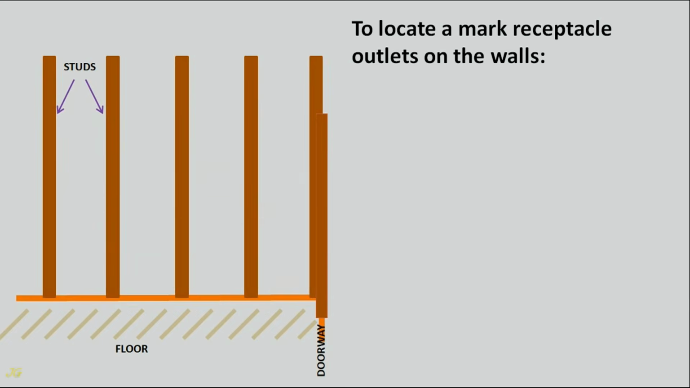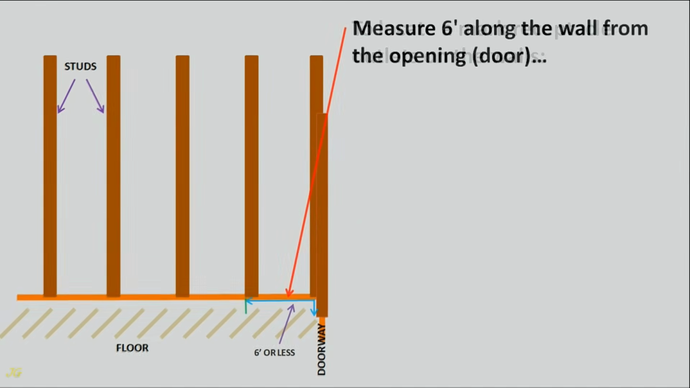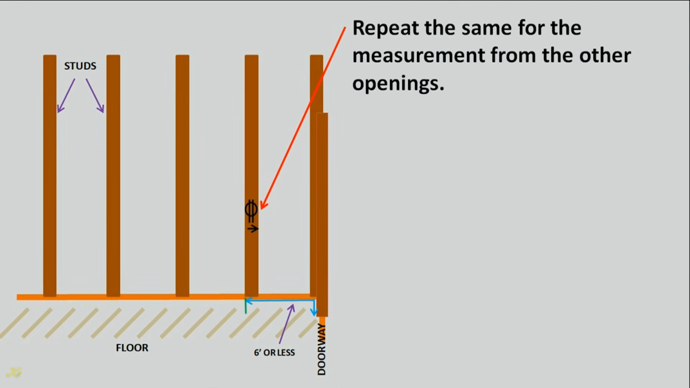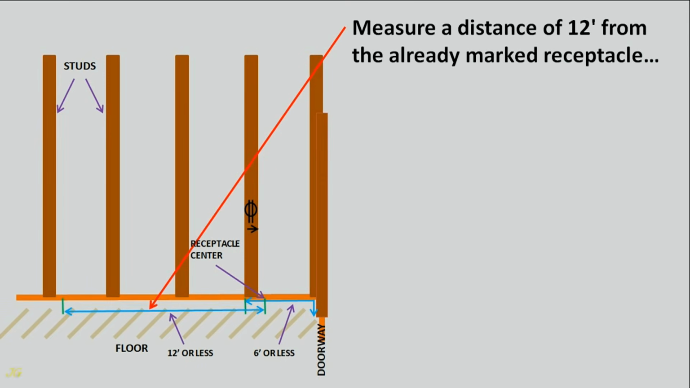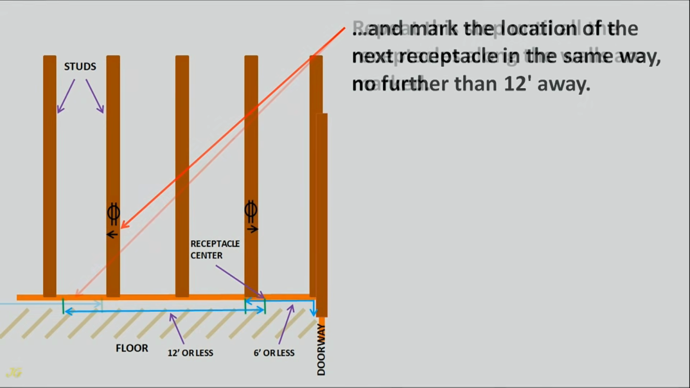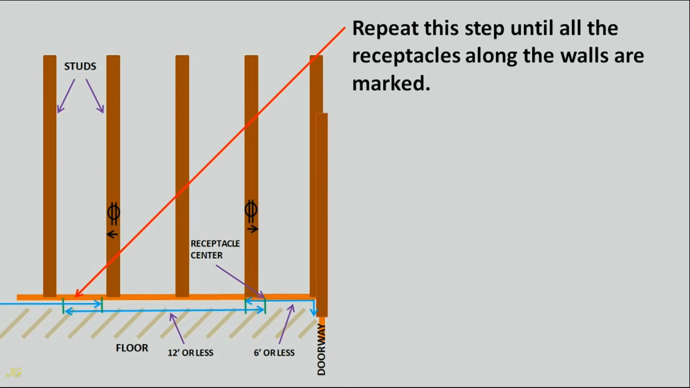To locate and mark receptacle outlets on the walls, measure 6 feet along the wall from the opening, door, and mark on a stud or floor where the receptacle outlet will be placed along that distance. Repeat the same for the measurement from the other openings. Measure a distance of 12 feet from the already marked receptacle, and mark the location of the next receptacle in the same way, no further than 12 feet away. Repeat this step until all the receptacles along the walls are marked.